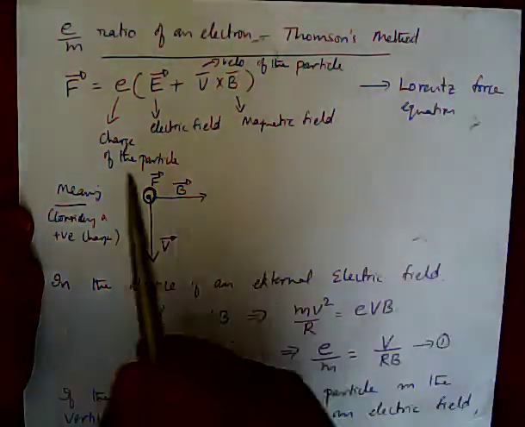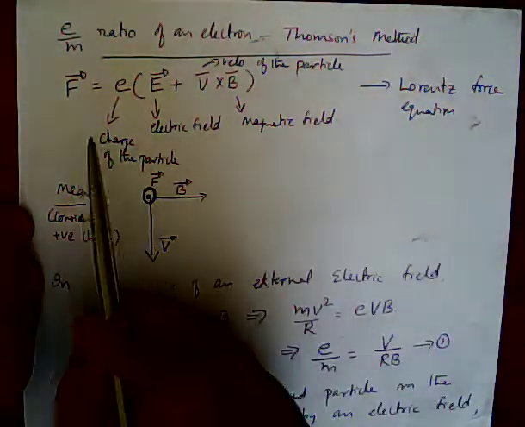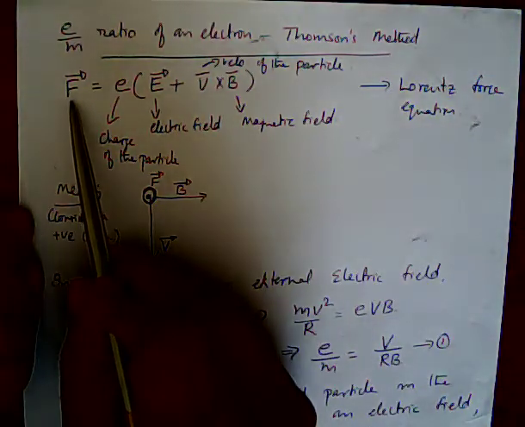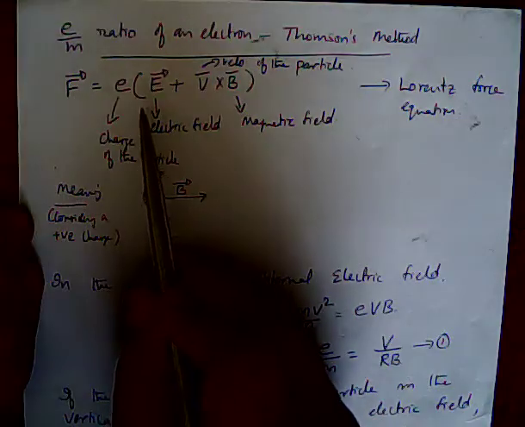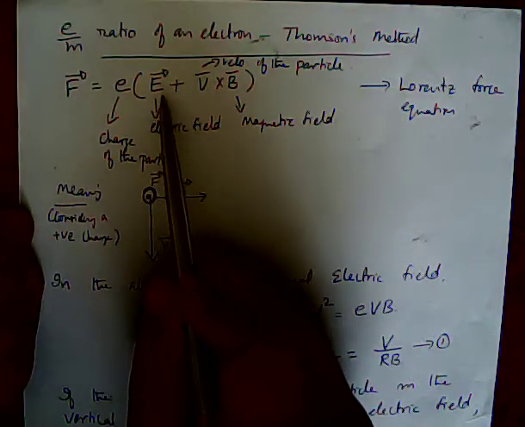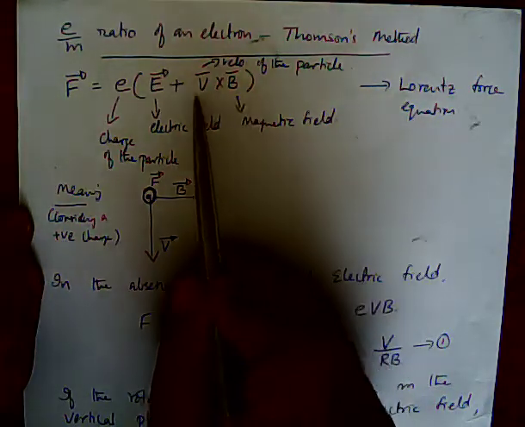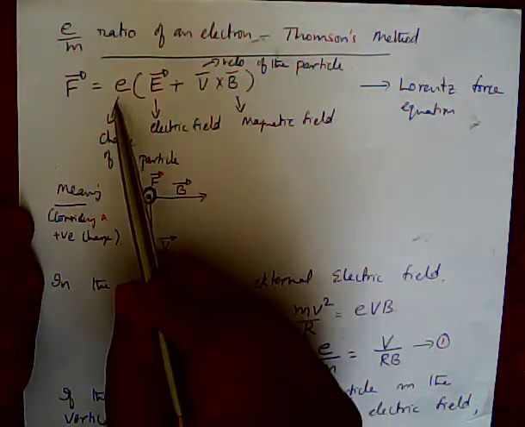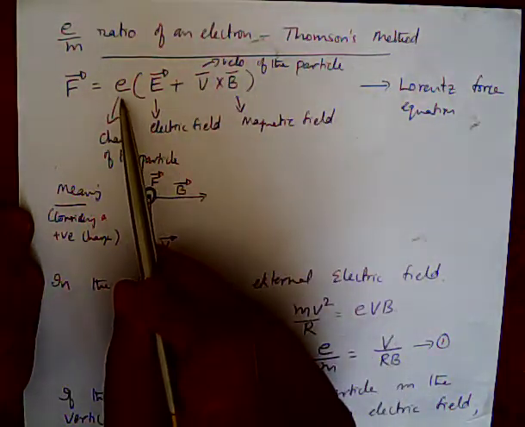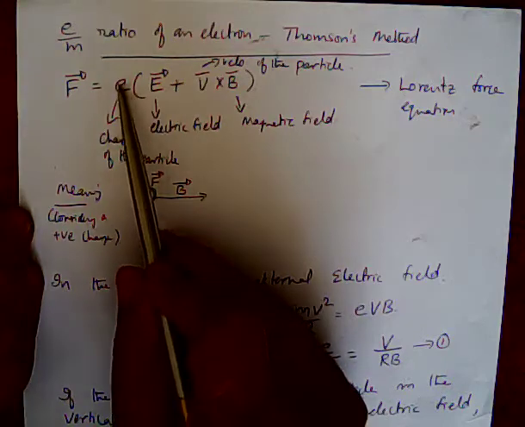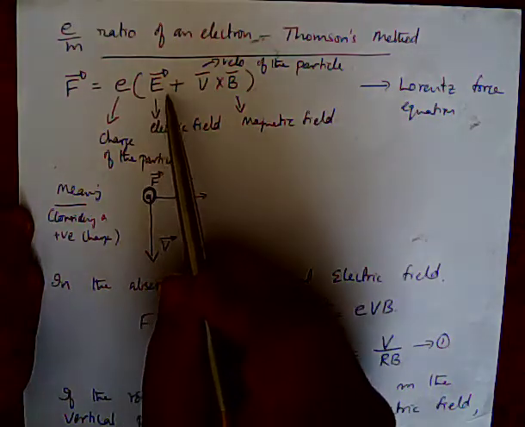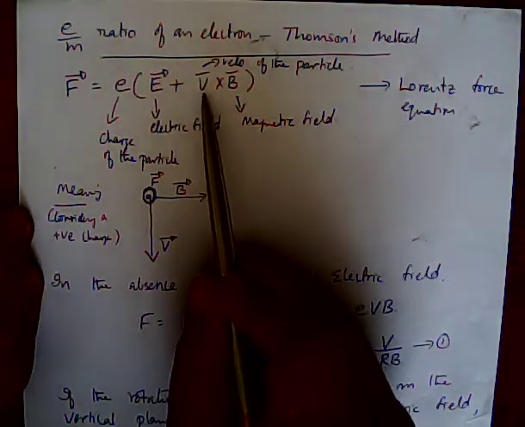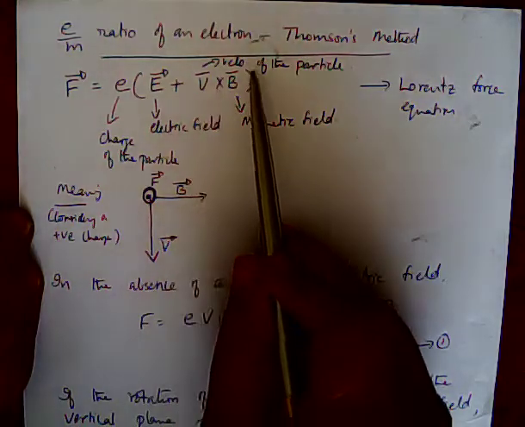According to the Lorentz force equation, the force acting on a charged particle moving in a combined field of electric and magnetic field E and B is given by this expression: e, the charge of the particle, times the electric field plus v cross B, where v is the velocity of the particle.